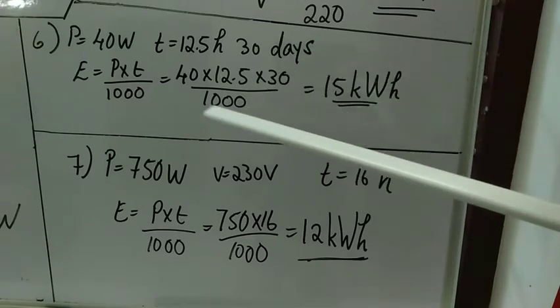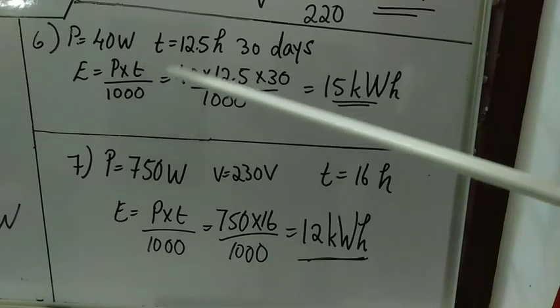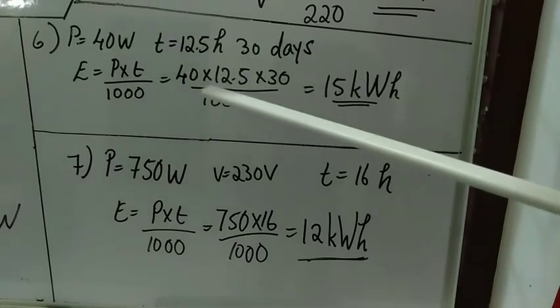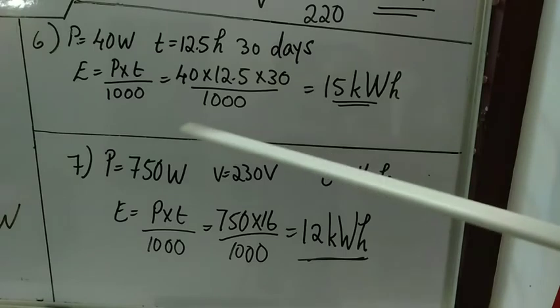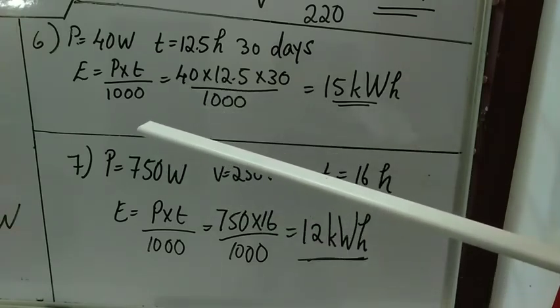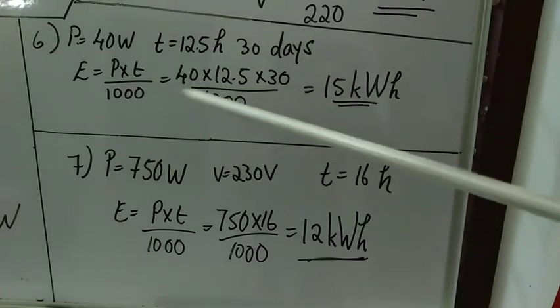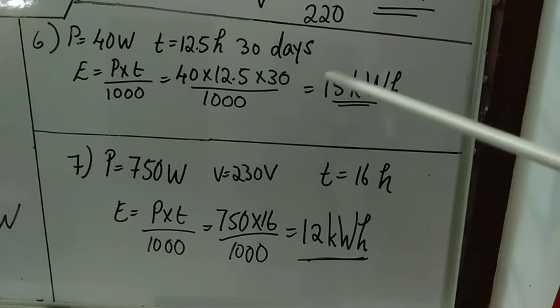So the electrical energy consumed, the formula is power into time. If the power is given in kilowatt, then we just want to multiply power into time. Since it is given in watt, then the formula is power into time by 1000. And here they are asking to calculate the electrical energy consumed for 30 days. So at a stretch, in the same formula, we can multiply it by 30.